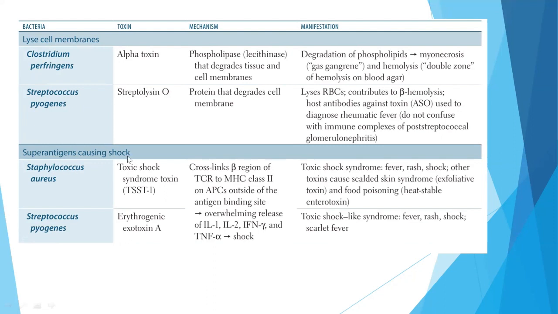Talking about superantigens causing shock, Staphylococcus aureus and Streptococcus pyogenes. Staph aureus produces TSST-1, the toxic shock syndrome toxin, which generally causes toxic shock syndrome with these features. Both of these toxins cross-link the beta region of the T cell receptor to MHC class 2 on antigen presenting cells outside of the antigen binding site. So they cause an overwhelming release of inflammatory mediators, which can proceed to shock.